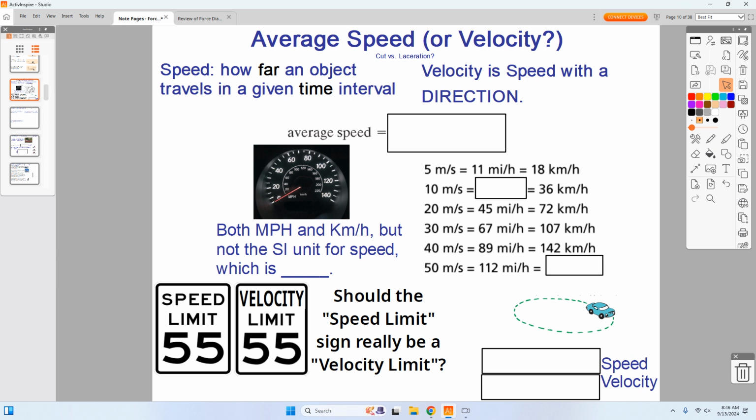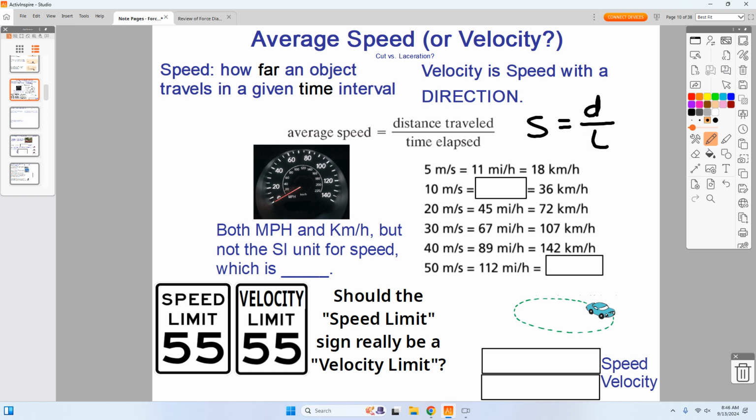We can calculate the speed with distance traveled divided by time elapsed. That'd be an average value. So how far do I travel in a certain amount of time? We will often use equations with symbols instead of words. That's just a concise way of writing a word equation. We just write it as a symbol equation.